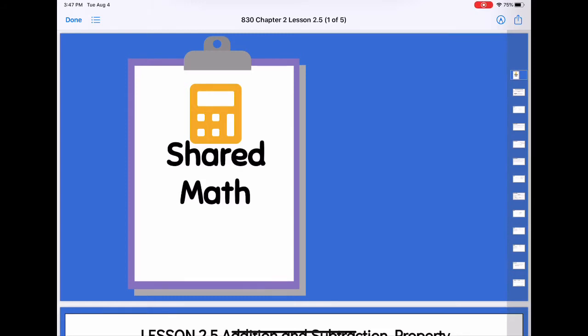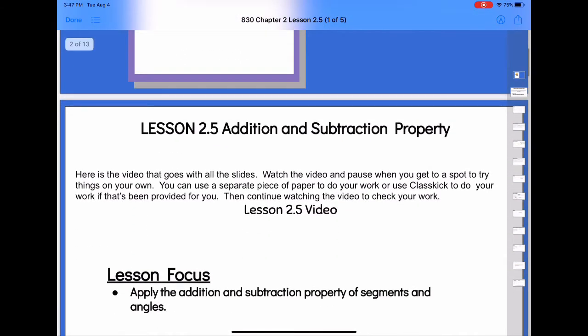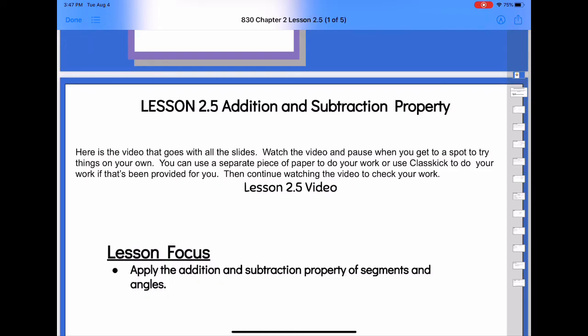All right, our lesson for 2.5, we're going to get into a whole bunch of theorems that we call properties here in the next couple of days that we will be using for the rest of this year. So these ones coming up are pretty important. Today, we're going to focus on the addition and subtraction properties.